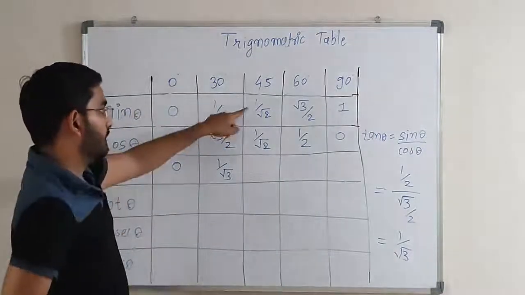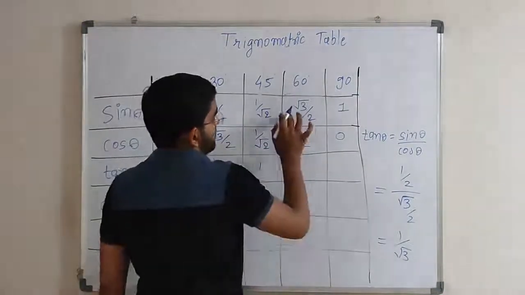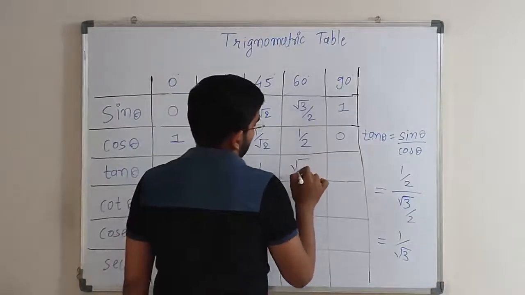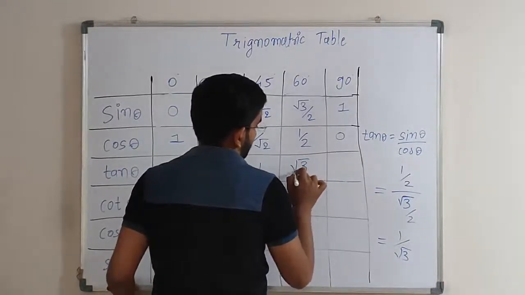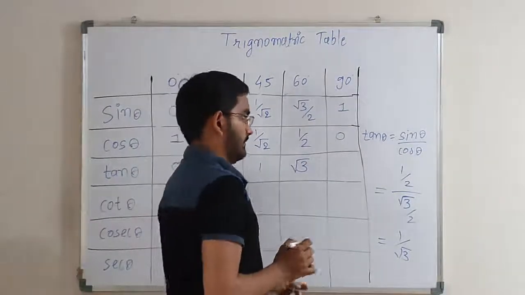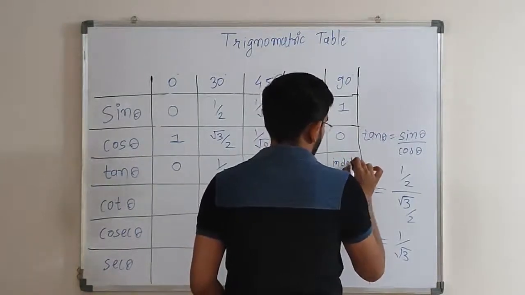Next is 1 upon root 2 divided by 1 upon root 2, it will be 1. Next is root 3 by 2 divided by 1 upon 2, which is equal to root 3. And 1 upon 0, we know that it is an indeterminate form. So indeterminate.